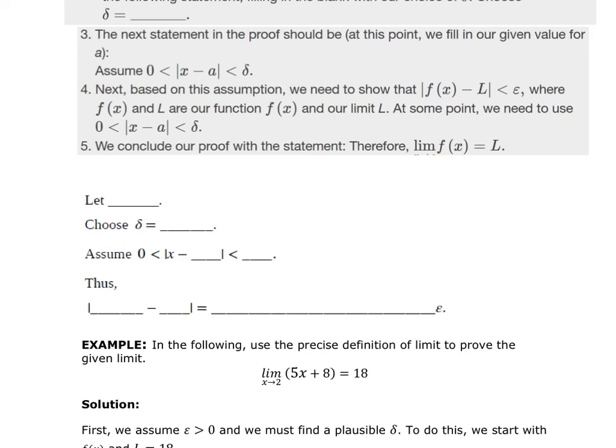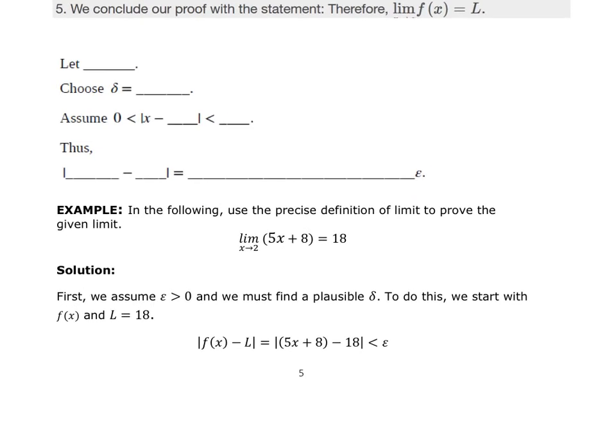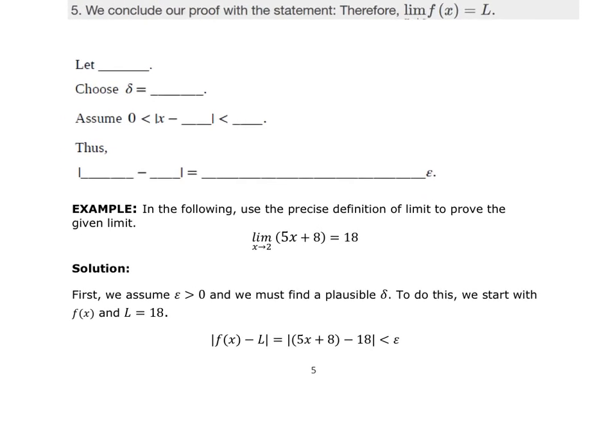So if I am given this limit as x approaches 2 of 5x plus 8 is equal to 18, then the first thing I have to do is figure out an appropriate epsilon. The way I figure out an appropriate epsilon is I use f of x minus L. So I'm going to use f of x minus L. And then my goal is to make this part look like the x minus a part. Once I do that, I have the appropriate epsilon.